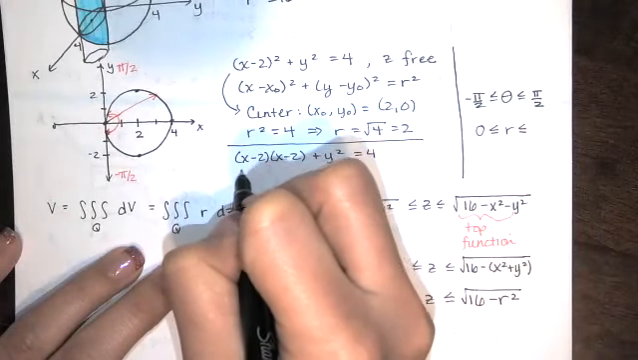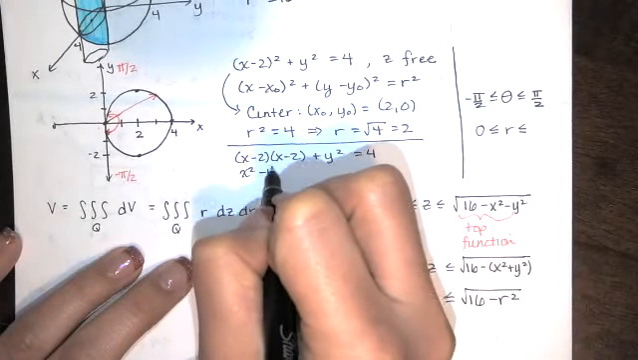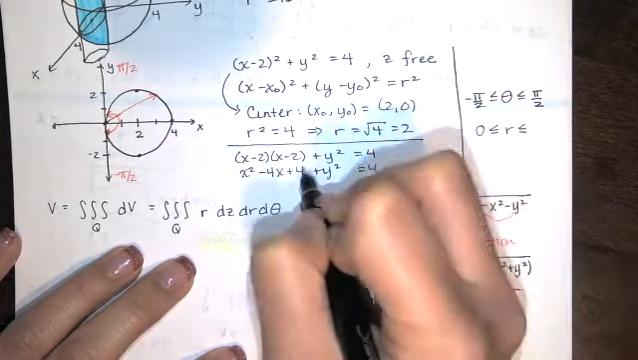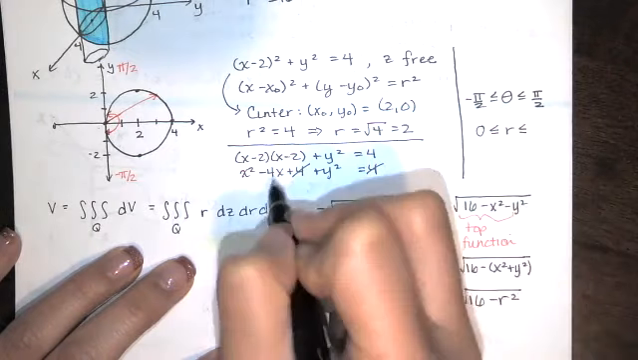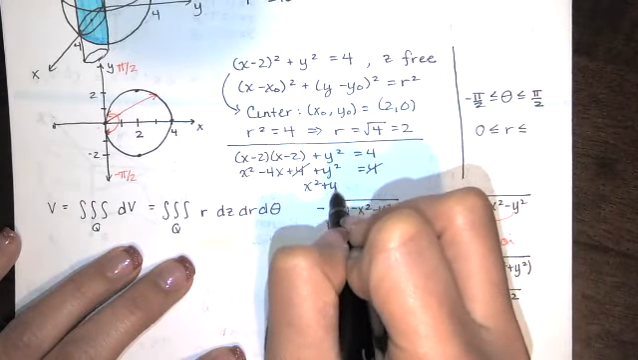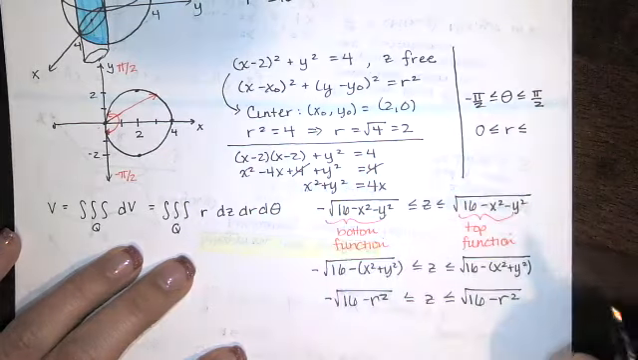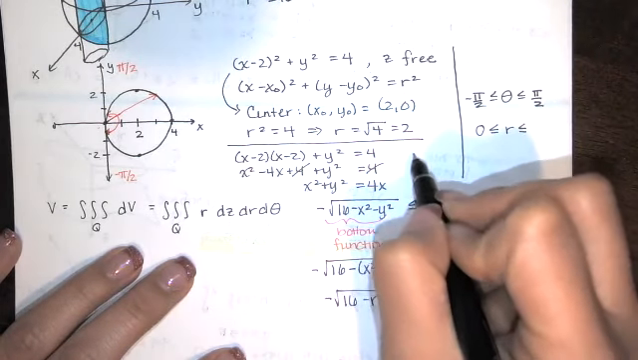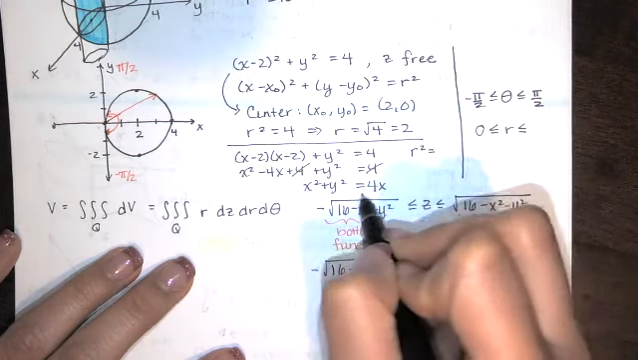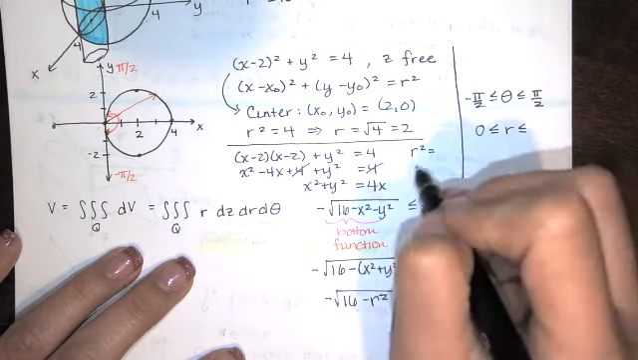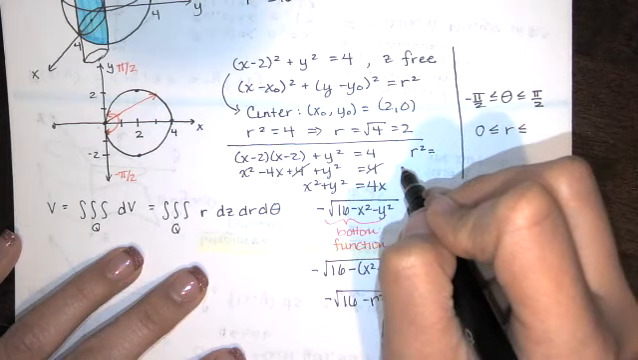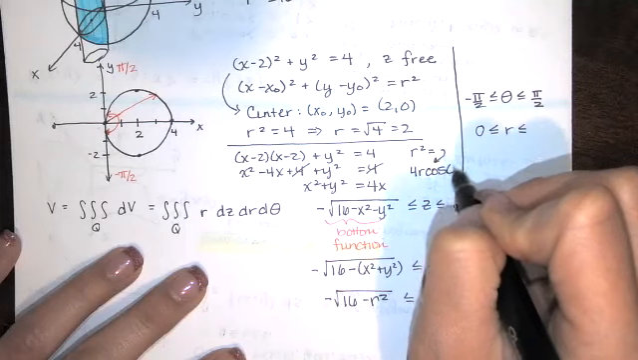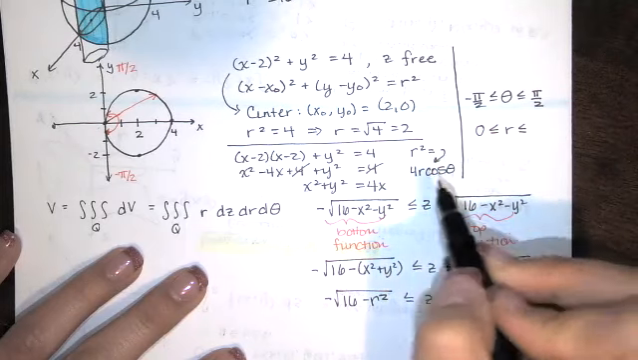X minus 2 times x minus 2 turns out to be x squared minus 4x plus 4. You can subtract the 4 from both sides and add the 4x to both sides. So now I've got x squared plus y squared equals 4x. Now x squared plus y squared is equal to r squared, and x is equal to r cosine of theta. So this is r squared equals 4 times r times cosine of theta in general.